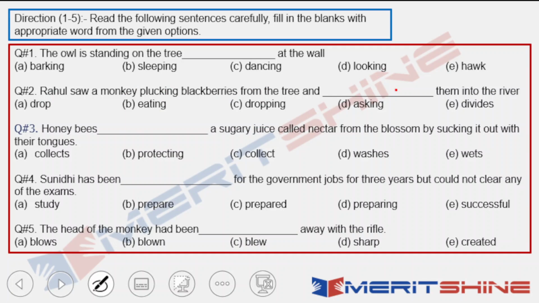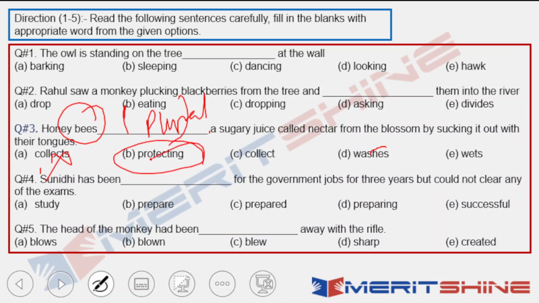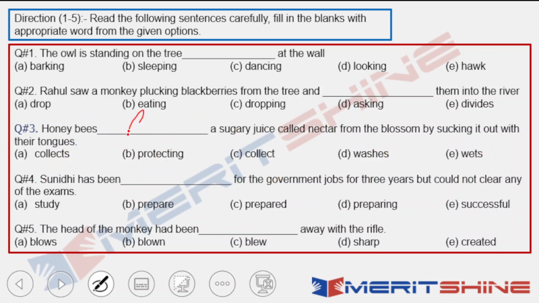Now, honeybees blank a sugary juice called nectar from the blossom by sucking it out with their tongues. So honeybees is plural. So here we will have to have a verb, and that verb would be a plural verb. So honeybee collects, eliminated. Honeybee protecting does not make sense. Continuous tense does not make sense here. Honeybees collect makes sense, maybe. Washes, grammatically wrong. Wets, grammatically wrong, even contextually wrong. So only collect can come in here because that's the only plural verb. So C would be the answer in this case. Okay? Again 15 to 20 seconds and you are done.